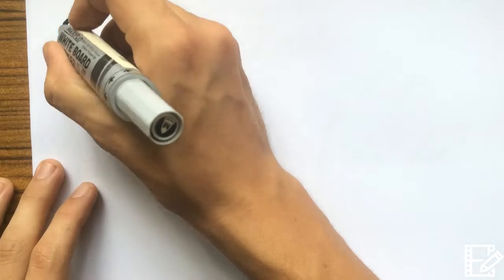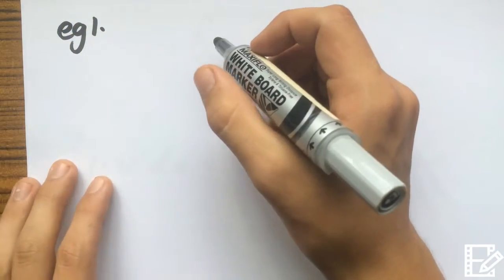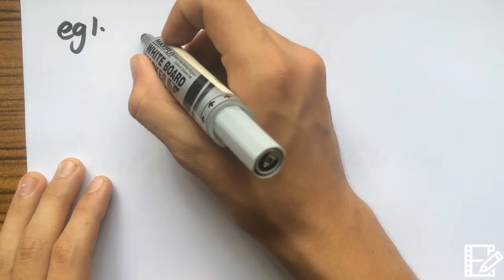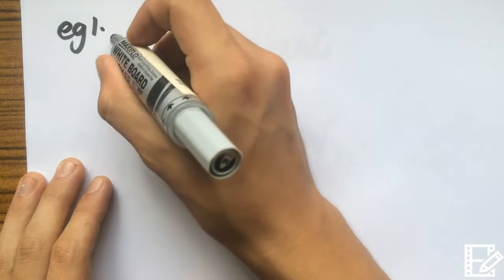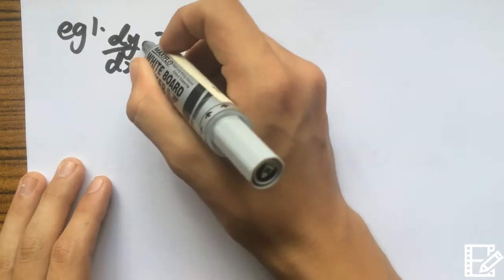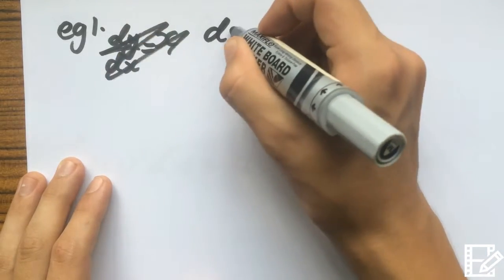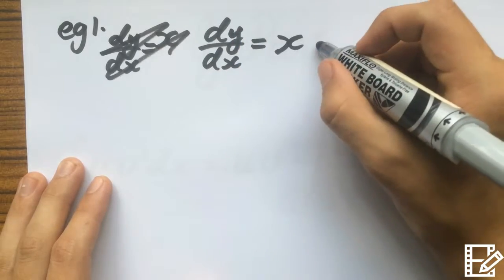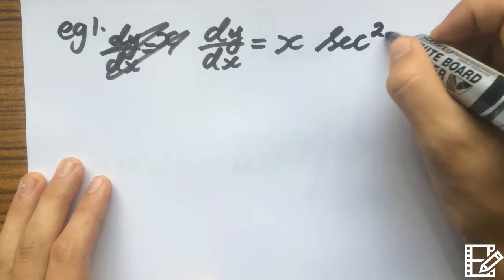Okay, let's start with an example. Let's say we've got dy/dx equals x sec squared x.